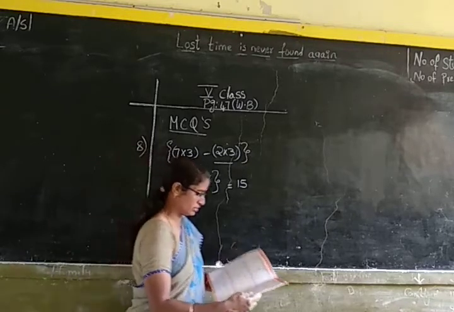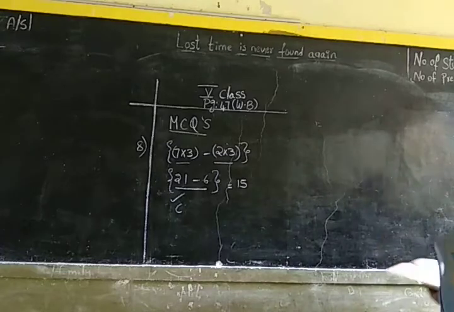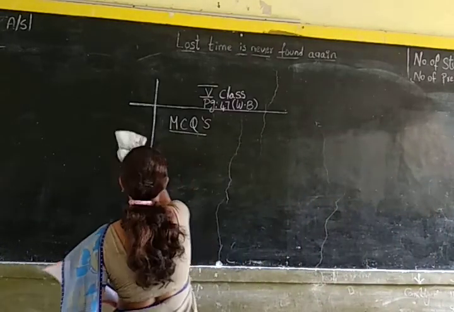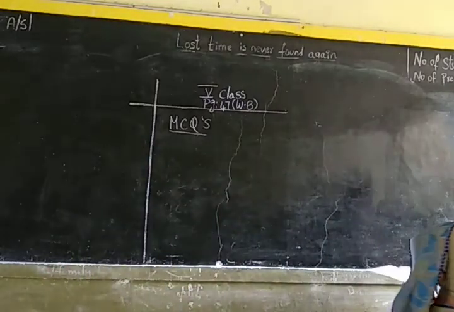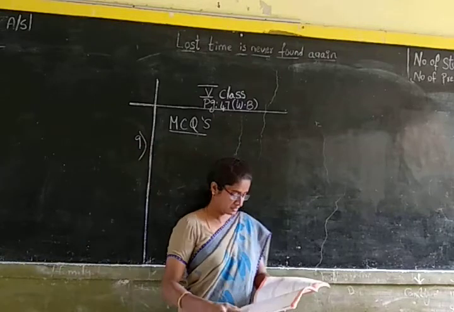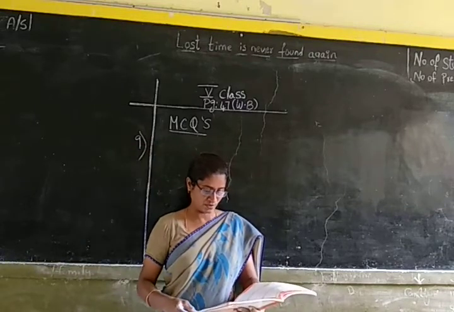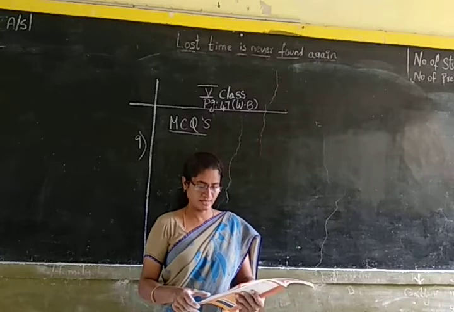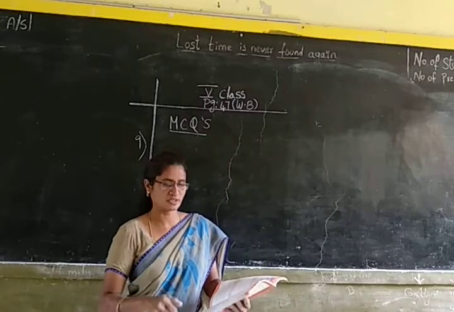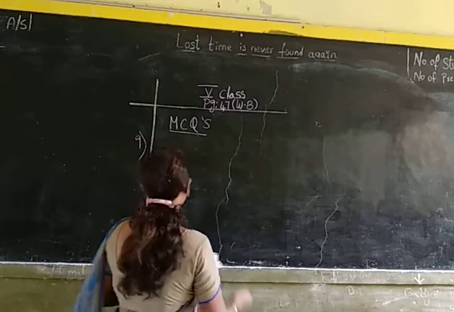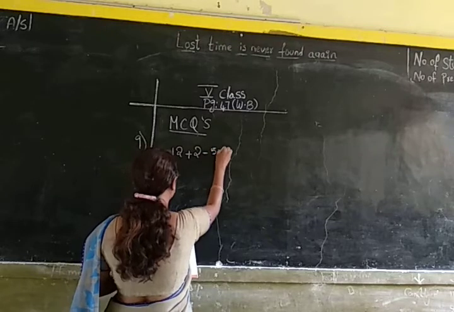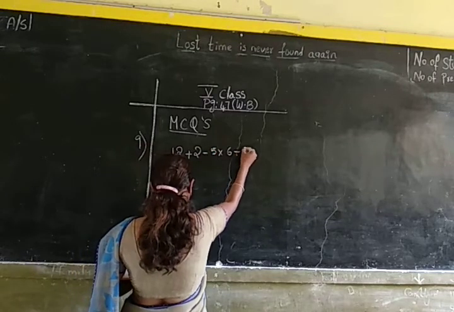So the 9th question. Now you have to do the 9th question. Which of the following expression is equivalent to the expression? So here 3 expressions are given for one expression. You have to pick the correct expression for the given expression. Okay children. So the question is 12 plus 2 minus 5 into 6 divided by 3.